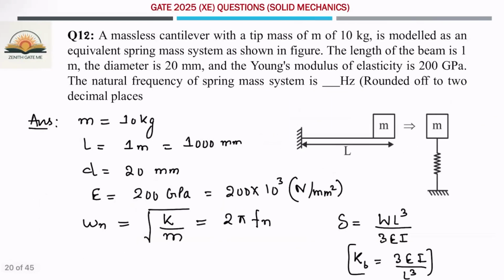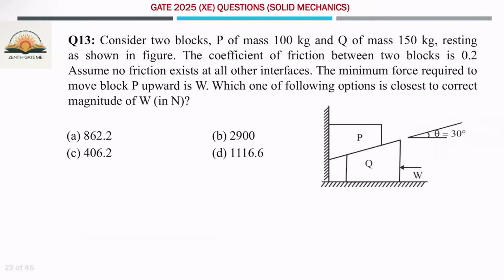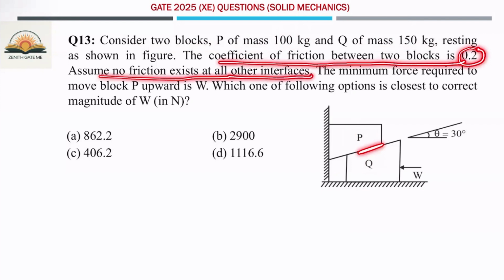Now move to the next question. Consider the two blocks: P has a mass of 100 kg, and Q is another block having a mass of 150 kg, which is resting as shown in the figure. The coefficient of friction between these two blocks is given as 0.2. Assume no friction exists at all the other interfaces.